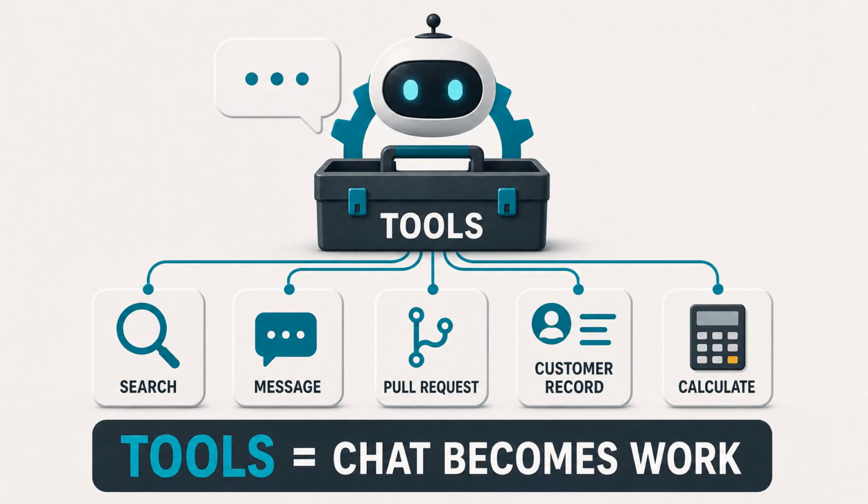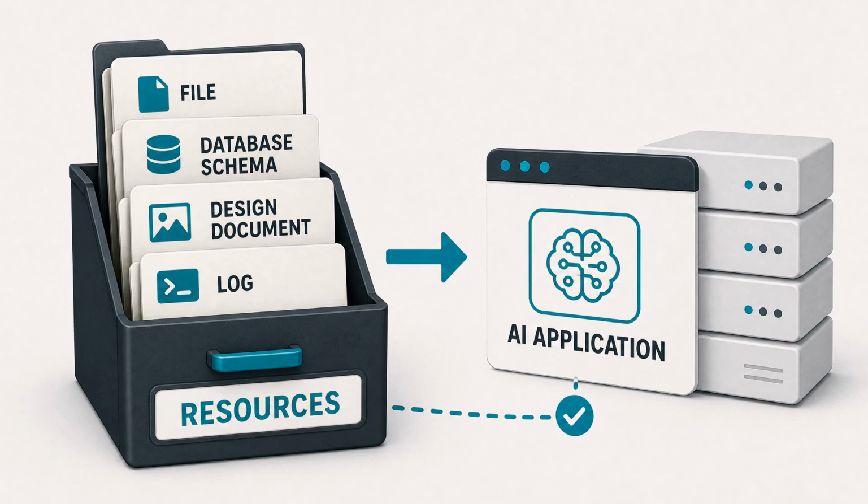The most famous MCP feature is tools. A tool is an action the model can request. It might search documents, send a message, create a pull request, fetch a customer record, or run a calculation. Tools are how chat becomes work. Resources are different. They are pieces of information the server can expose to the AI application. A resource might be a file, a database schema, a design document, or a log. Resources help the model understand the environment before acting.